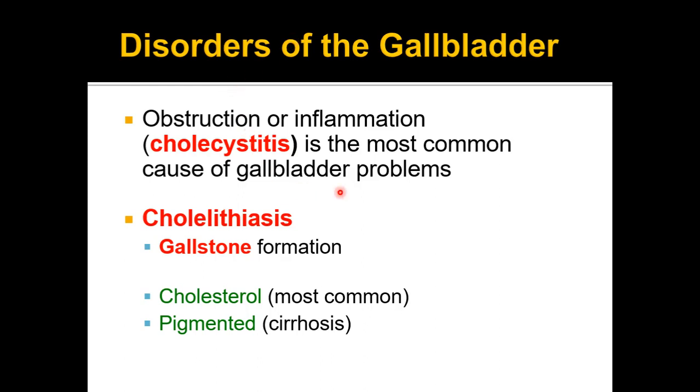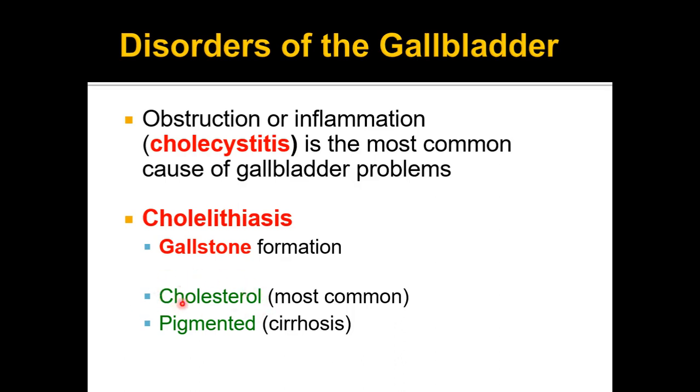All right, let's talk gallbladder problems now. So cholecystitis is one of the most common gallbladder problems, and that is basically inflammation of the gallbladder. So the itis there is telling us inflammation. Cholelithiasis would mean that there's a stone, a gallstone, that's in the gallbladder. So with gallstones, they're going to be one of two types.